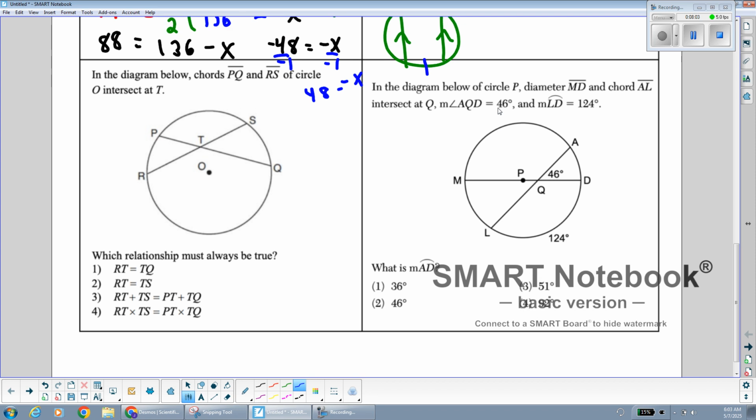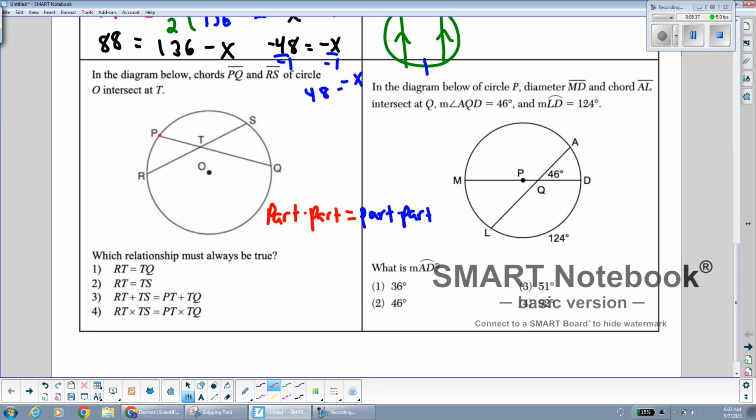Okay. We have intersecting chords, and it says which relationship must be true. And these are all about segment lengths. So here we just have to remember our theorem about segment lengths of intersecting chords. And it's part times part of one chord equals part times part of the other chord.